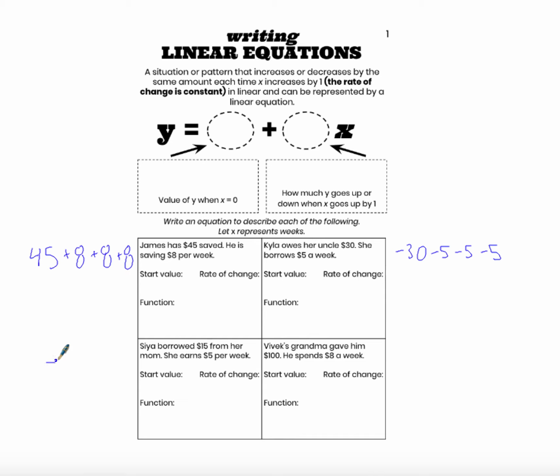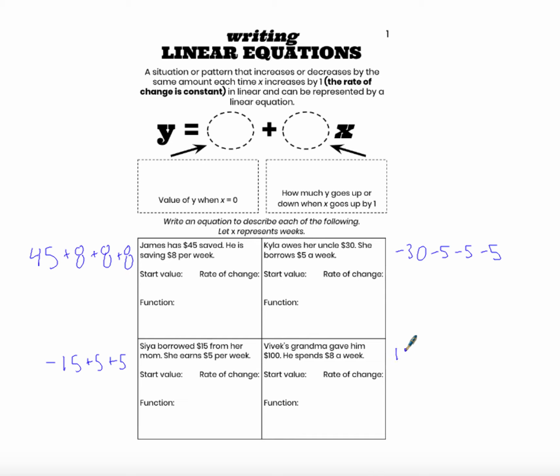Here, Sia borrows $15, but now she's earning $5. So she has negative 15. After 1 week, she adds 5, so she has negative 10. Next week, she adds $5 more, plus 5, plus 5. So repeated addition or repeated subtraction.